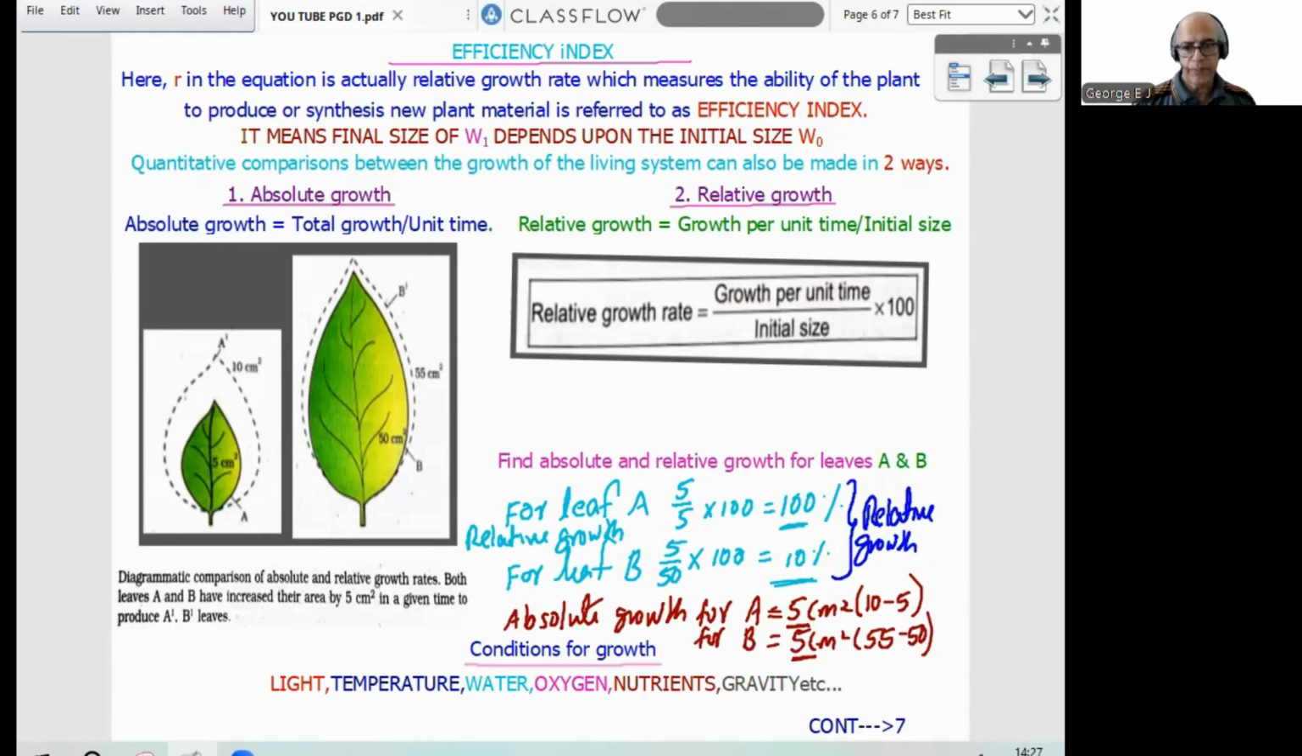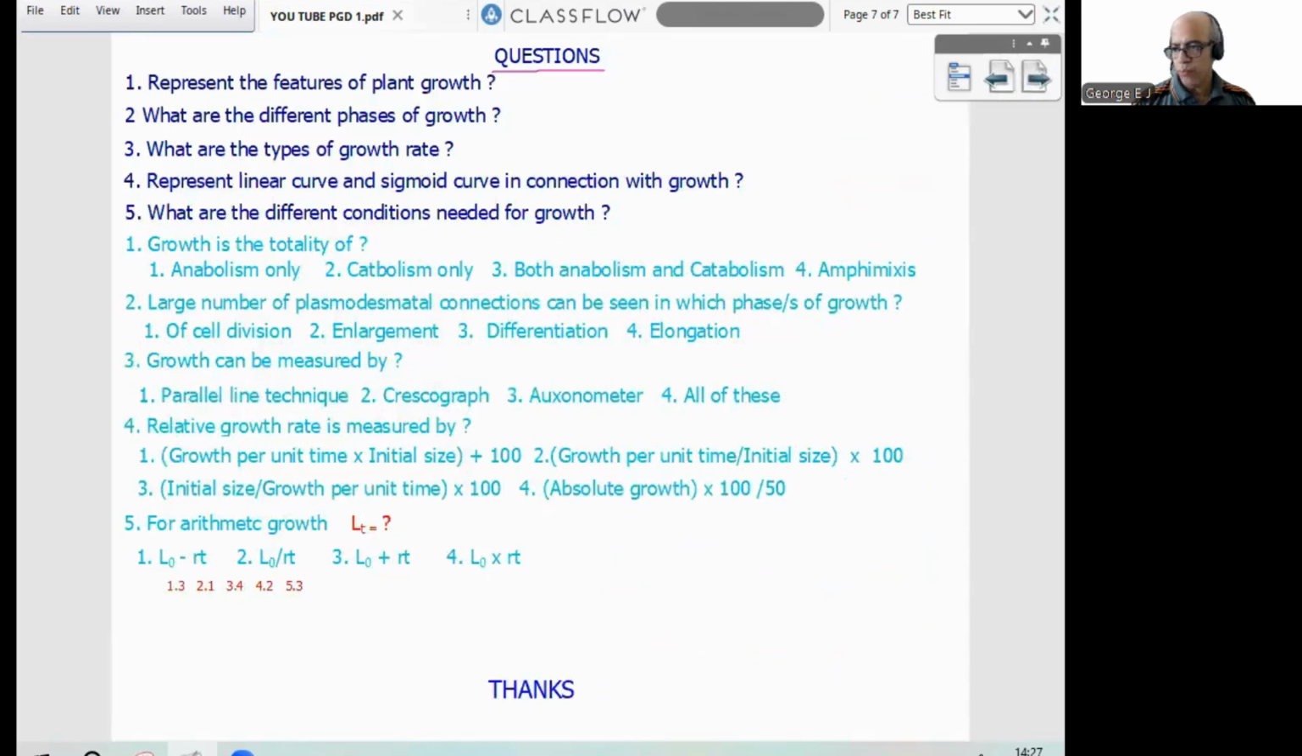Theory entrance question. Now come the conditions for growth. Light, temperature, water, oxygen, nutrients, gravity, etc. are needed for growth. In our case, what all do we need? The same things. After that, there are 5 theory questions and 5 NEET model questions with the key. After doing the NEET questions, check the key. That is regarding this episode.